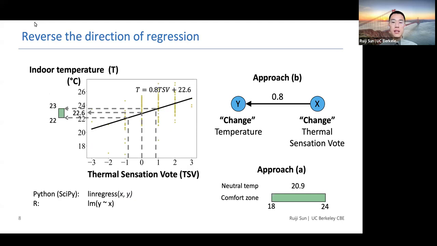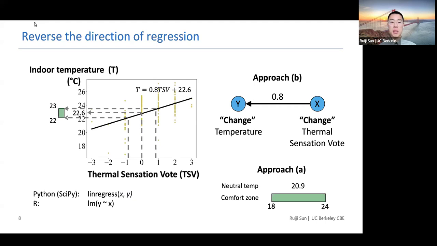And interestingly, some researchers run this regression the other way around, by putting the indoor temperature on the y-axis and the thermal sensation vote on the x-axis. Some people did this by mistake because in the code, it's actually easy to confuse the position of x and the position of y, as shown at the bottom. Like in Python, the x-axis should come first, but in R, the y-axis should come first.